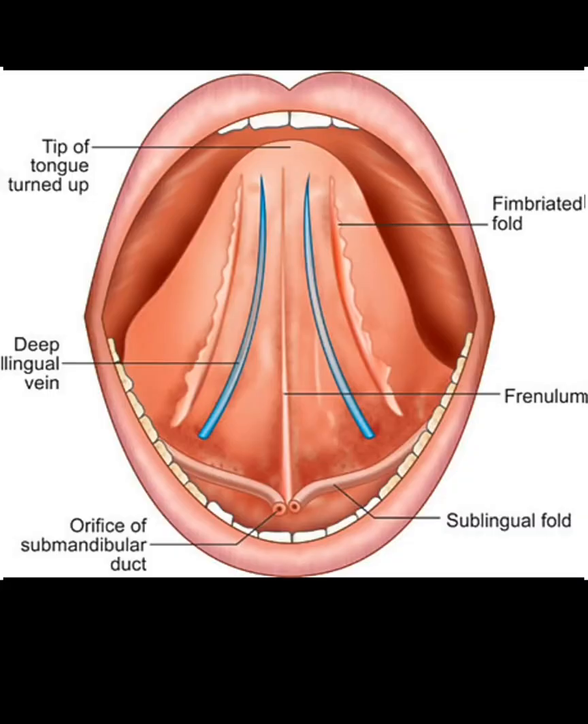Also in the picture you can see the median fold, the frenulum linguae, and the blue structure, the deep lingual vein, and on either side is the plica fimbriata. The ducts of the salivary glands open into the middle. So these are the anatomy of the anterior two-thirds of the tongue.